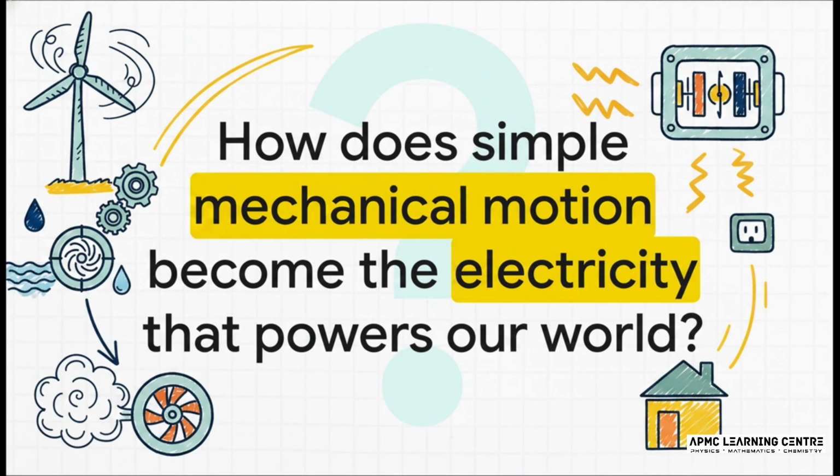So think about it for a second. How does something as simple as a spinning turbine, whether it's powered by wind or water or steam, how does that mechanical motion get transformed into the electrical energy that's flowing through the walls of your house right now? That's the big question we're going to tackle.